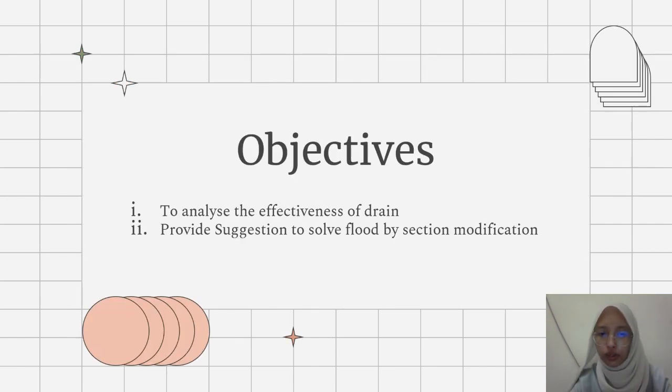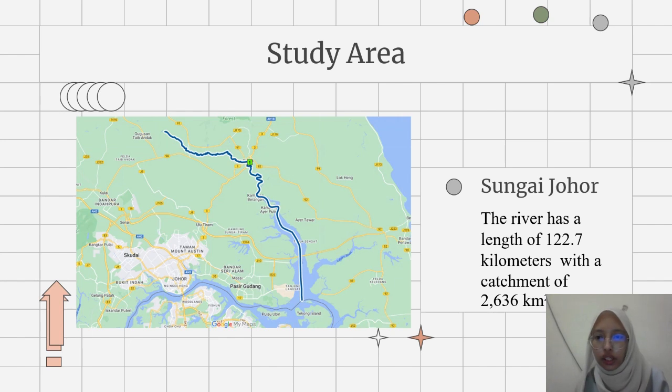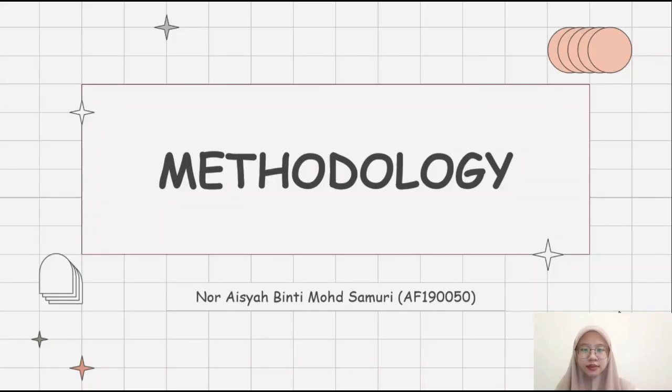The objectives of our project are to analyze the effectiveness of the drain and to provide suggestions to solve flood by section modification, where we will change the width, slope, and Manning depending on the channel given by the data. For the study area, it is in Sungai Johor. The river has a length of 122.7 km with a catchment of 2,636 km squared. That's all from me. Thank you.